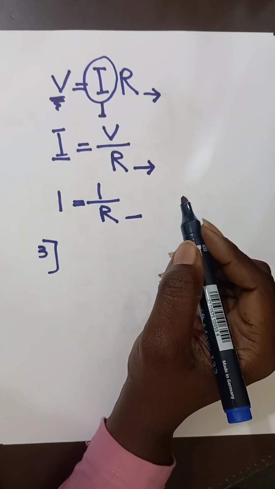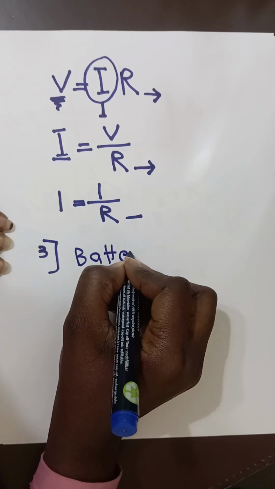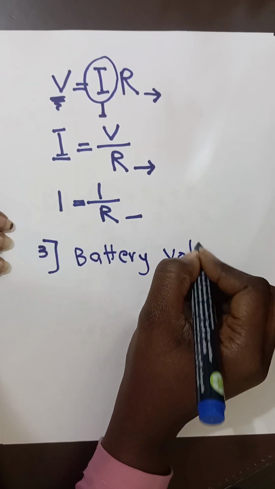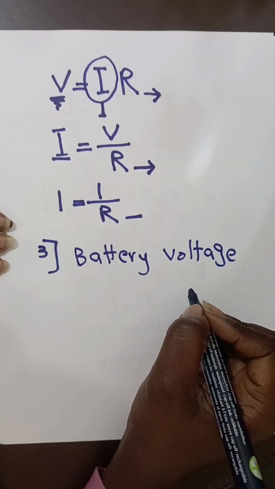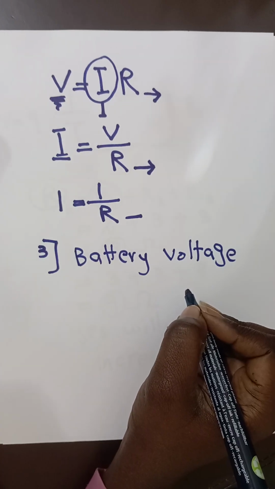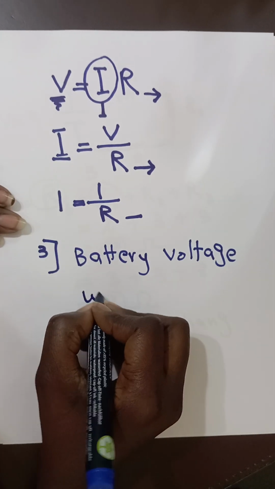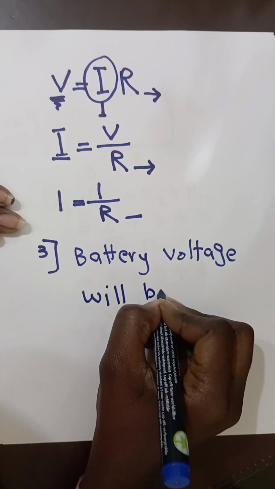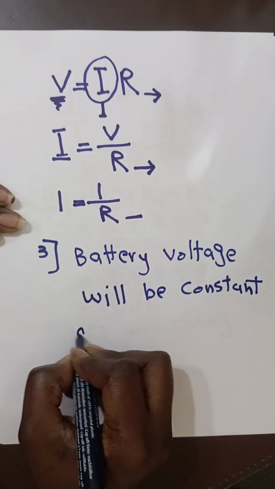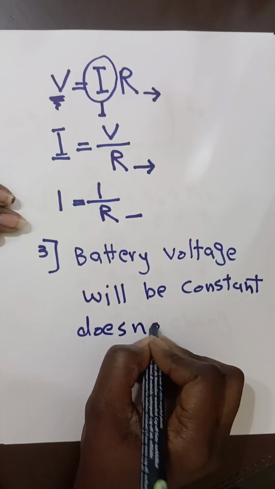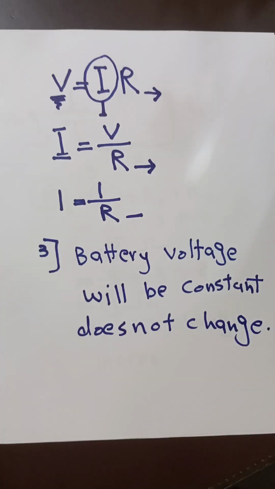Therefore, the battery voltage does not change, it will be constant. Why? Because it's a property of the source. The voltage will be constant, doesn't change. This is the final.